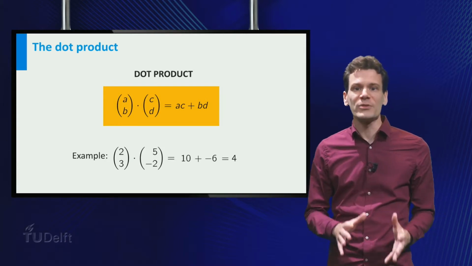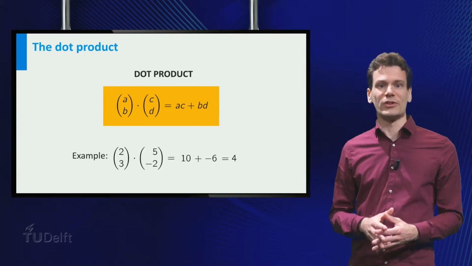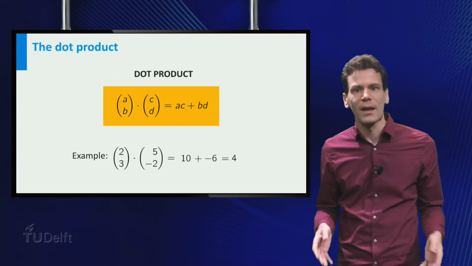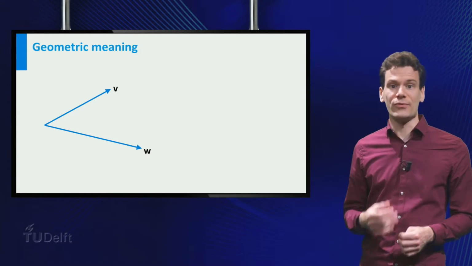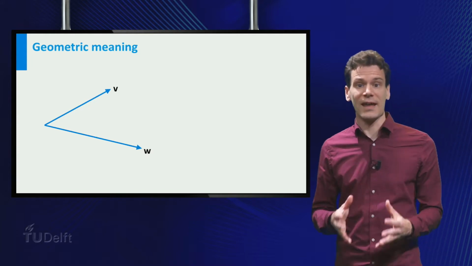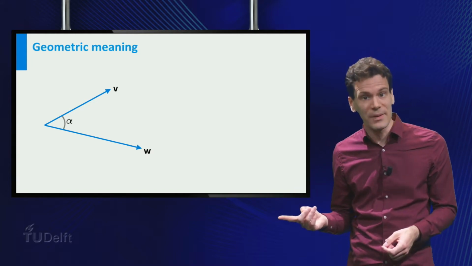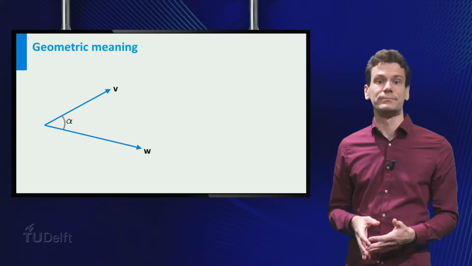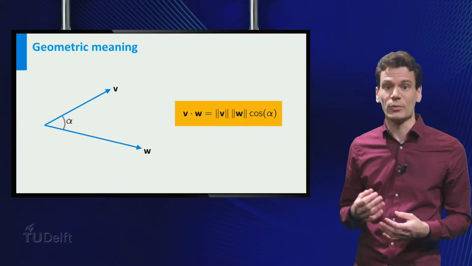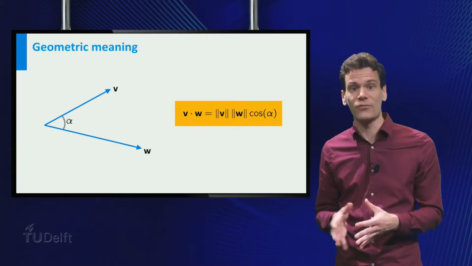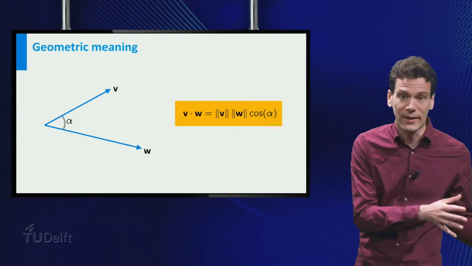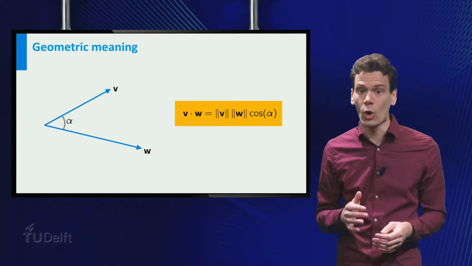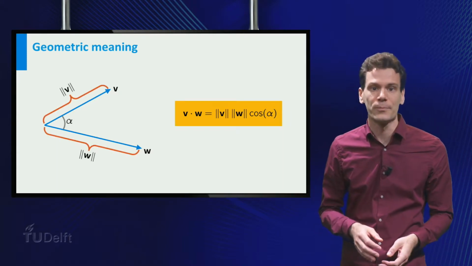Okay, I promised you that the dot product is related to geometry. How does that work? As it turns out, the following is true. Consider two vectors v and w, and suppose the angle between them, as indicated in the picture, equals alpha. Then the dot product between v and w equals the norm of v times the norm of w times the cosine of alpha. Remember that the norm of a vector is the length of the arrow.